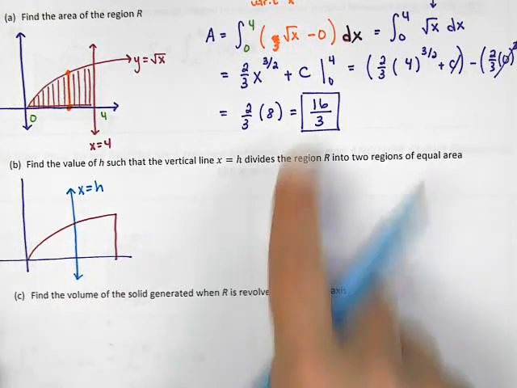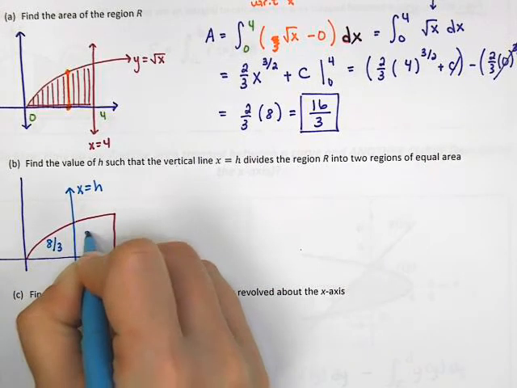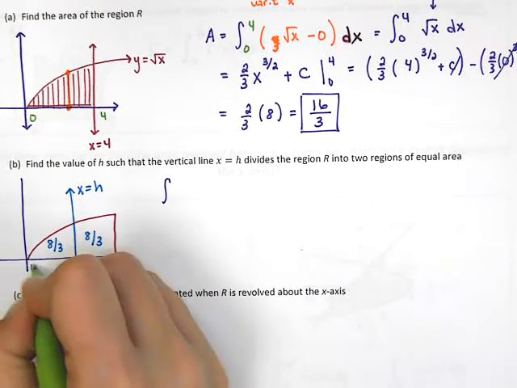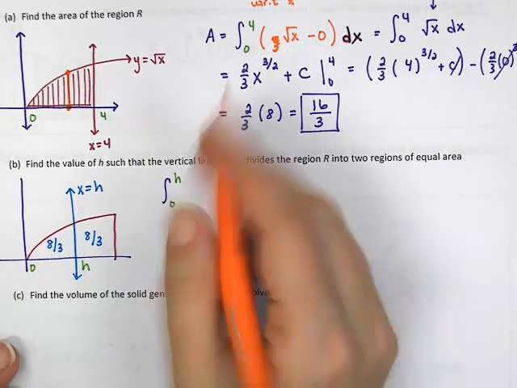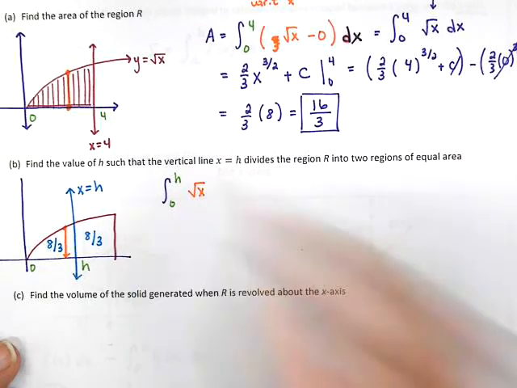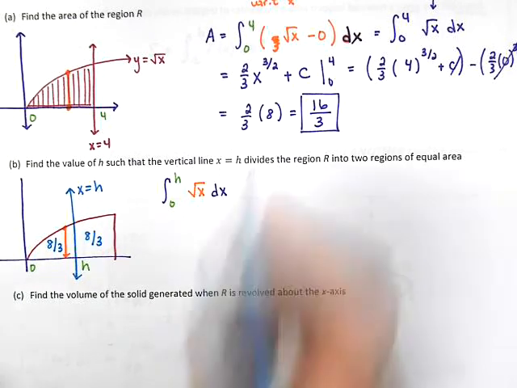Now I already know that the total area is 16/3. So in other words, I want the area here and the area here to both be worth 8/3. To do this, I'm going to set up an integral. In order for this area to be 8/3, I would need the integral from 0 to h of my function, which is top minus bottom, so square root of x dx, to equal 8/3.